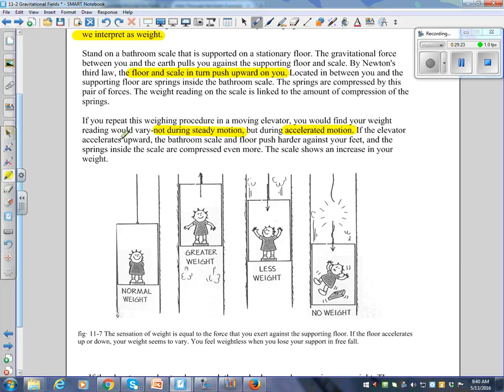If the elevator accelerates upward, the bathroom scale on the floor pushes harder against your feet, and the springs inside the scale are compressed even more, and the scale shows an increase in your weight.